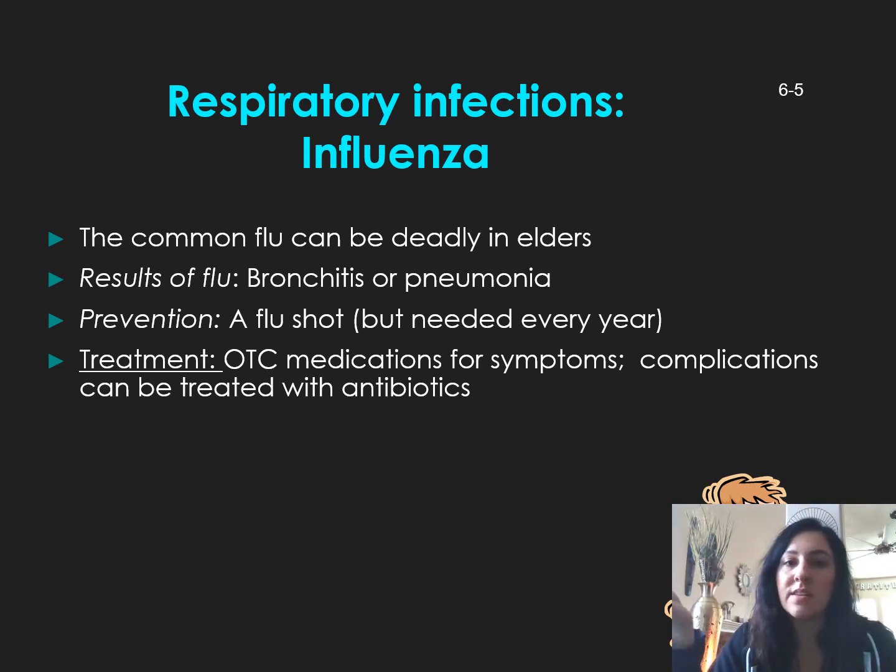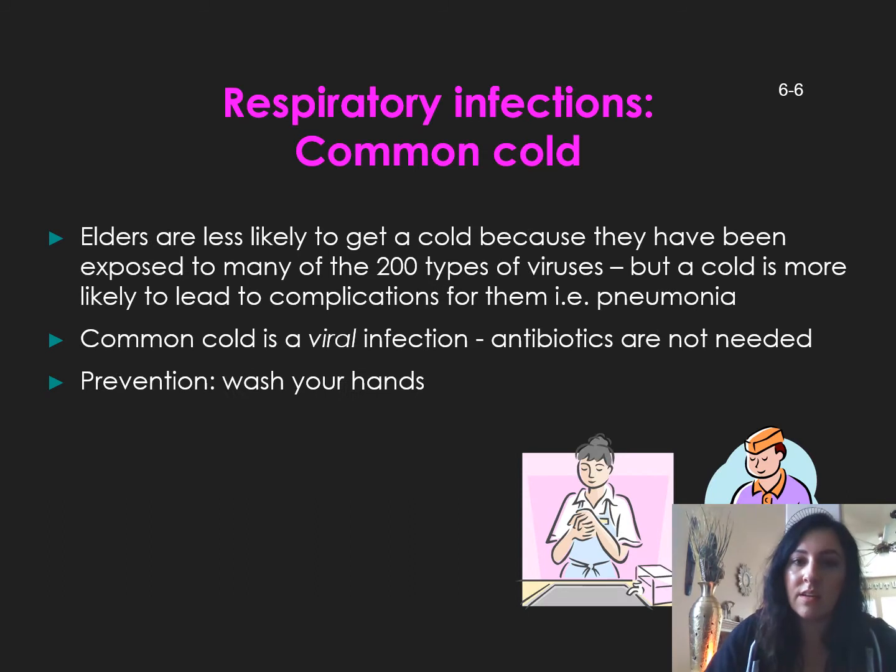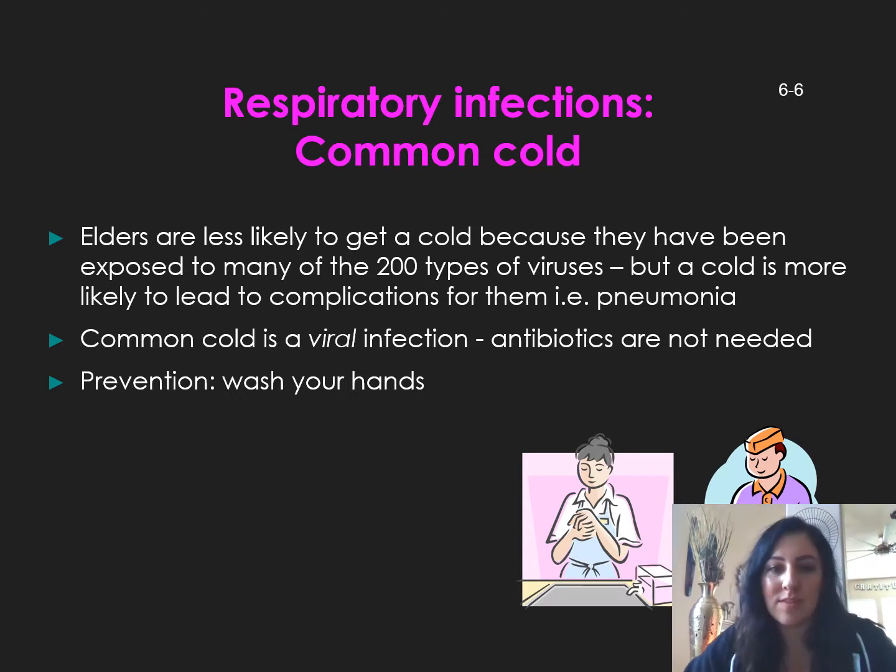So anyway, treatments of influenza can be medications, like over-the-counter medications for your symptoms, and then if you have serious complications, it can be treated with antibiotics. Okay, so then we have the common cold. Older adults are less likely to get a cold because they've been exposed to the cold so many times throughout their whole life. At this point, they've been exposed to so many different viruses. So most likely, unless it's a new strain, it's probably not going to affect them much.